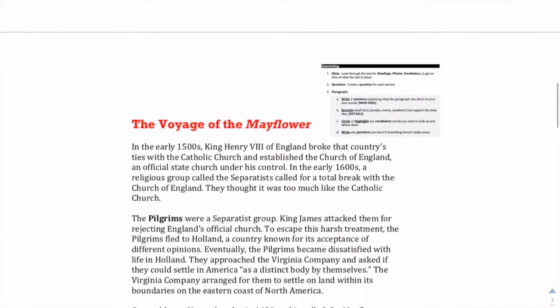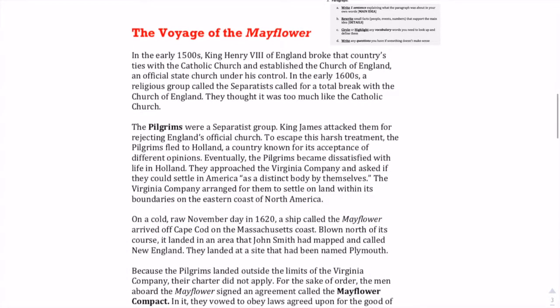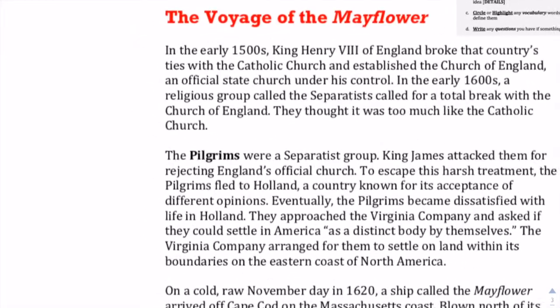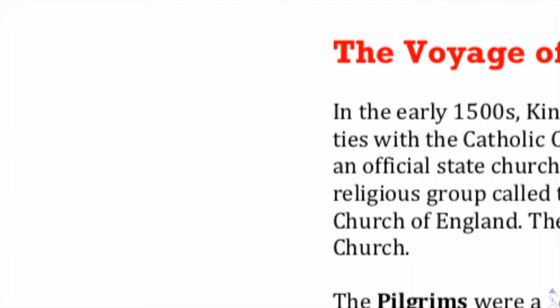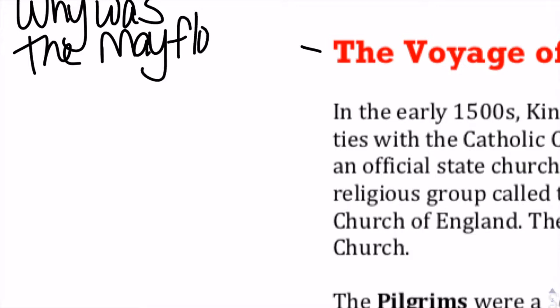Okay, as we go to the reading, our first section is the Voyage of the Mayflower. And we want to kind of skim through. We see the terms Pilgrims and Mayflower Compact are bold, so those are going to be important. What we'll do next, we'll zoom in, we'll create a little question for this section. Alright, so a question that comes to mind is, why was this important? Okay, or why was the Mayflower Compact important?